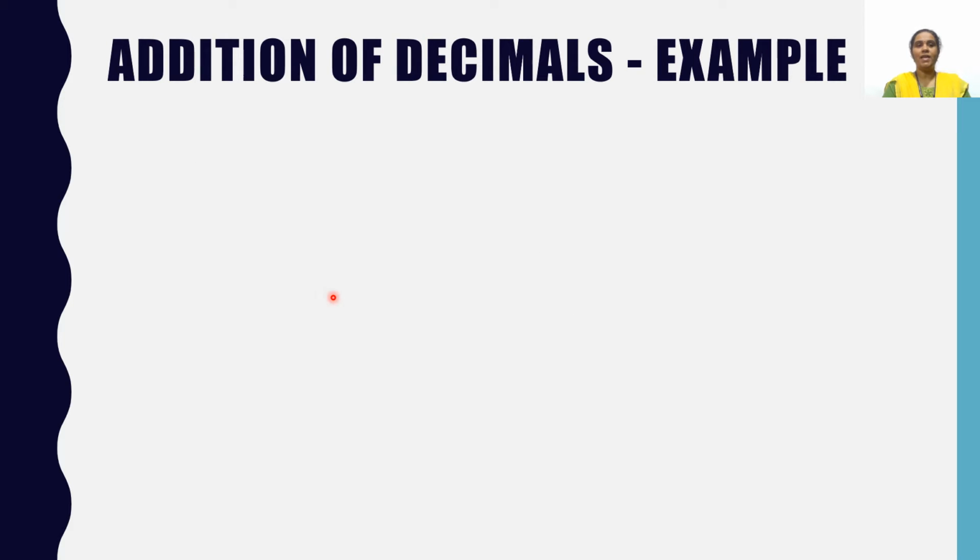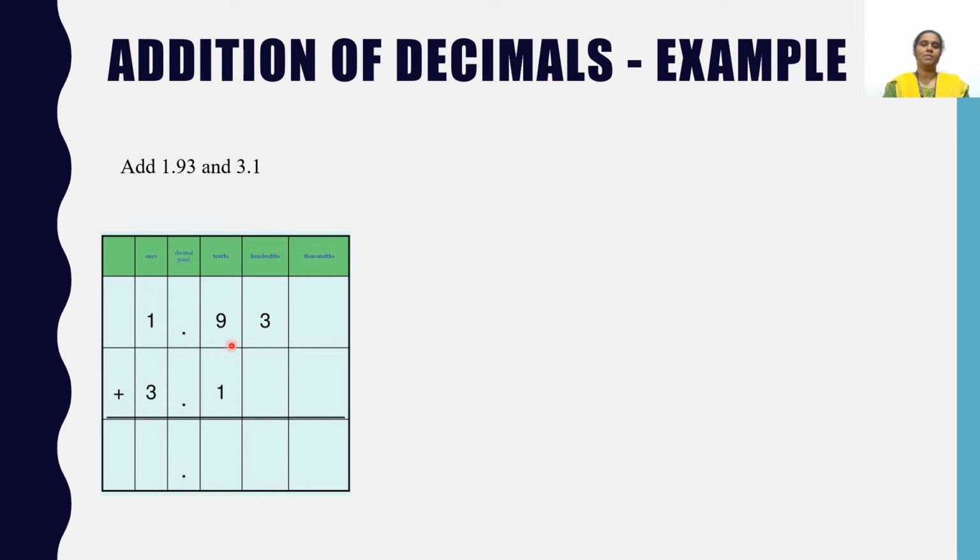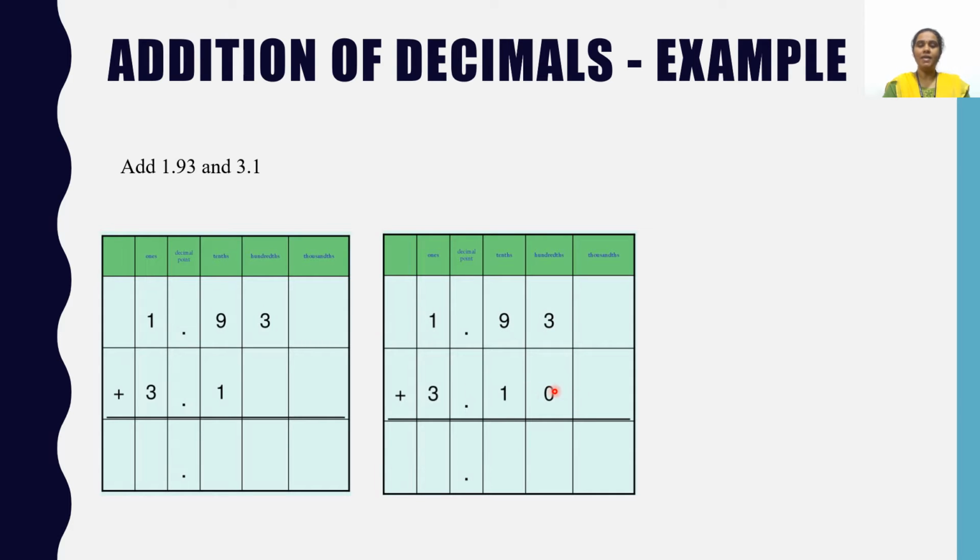Let us see with an example. Add 1.93 and 3.1. First we write the numbers 1.93 and 3.1, one below the other with the decimal points lined up. Next step, we add zeros, that is, we make the numbers like decimals. 1.93 has 2 decimal places and 3.1 has 1 decimal place. So we add 0 here and it becomes like decimals now.